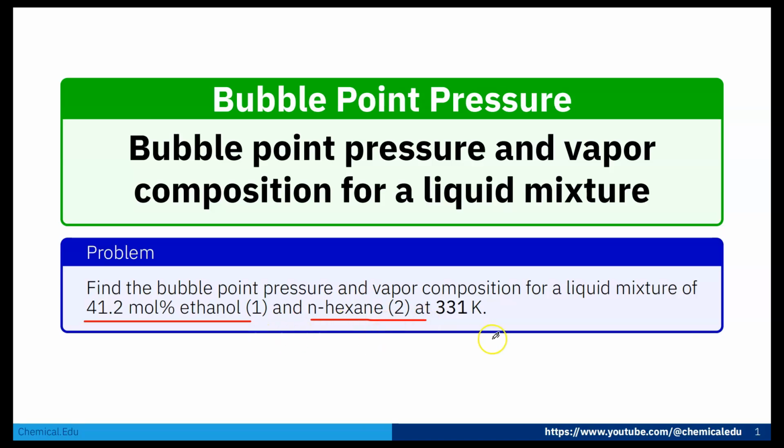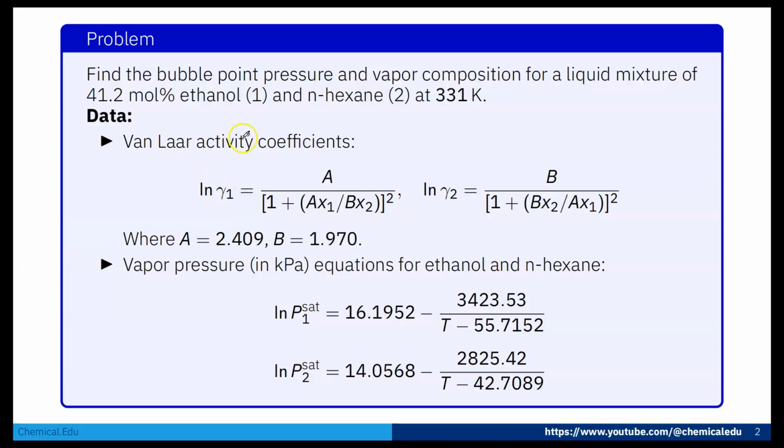at 331 Kelvin. Now here the Van Laar activity coefficient is given, that is ln gamma 1 is equal to A divided by (1 plus A x1 by B x2) whole squared, and there is a similar equation for ln gamma 2, and A is 2.409 and B is 1.970, and the vapor pressure in kPa equation for ethanol and n-hexane, that is the Antoine equation, is also given.